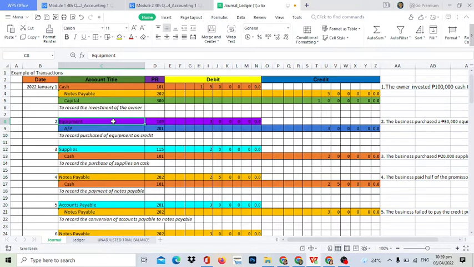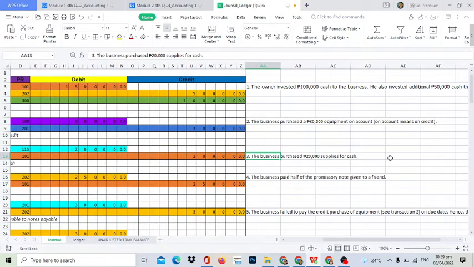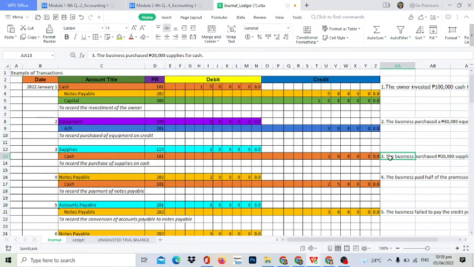Okay, for number 3, the business purchased 20,000 supplies for cash. Okay, so the two account titles for this are the supplies, which is under debit, and then the cash, which is under credit. The amount is 20,000. Then for the explanation, it's to record the purchase of supplies on cash.